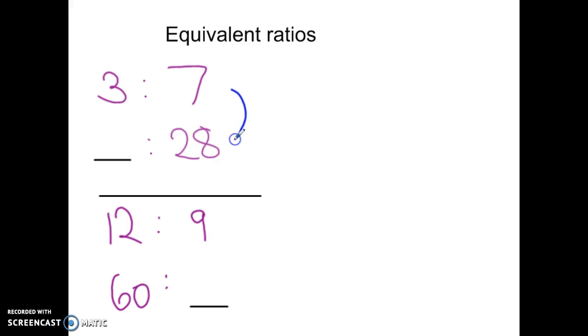Okay, 7 goes into 28 4 times. So if we multiply 3 by 4, we'll get 12. So our answer is 12 to 28 is equivalent to 3 to 7. And here 12 goes into 60 5 times. So again, I'll do the same thing on the right hand side. 9 times 5 is 45. So there's my answer.